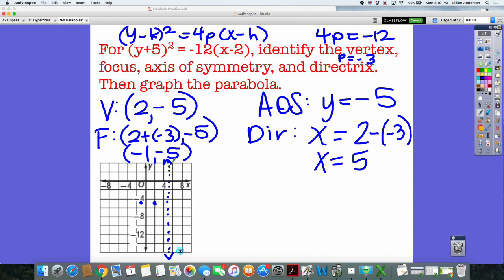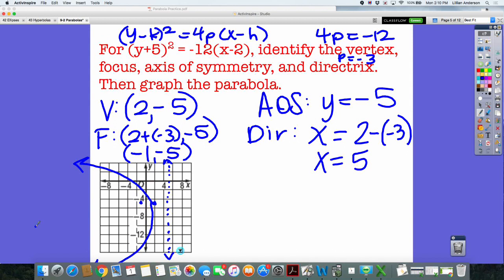And that is a job well done. Because if the parabola opens up to the left, then the focus should be on the inside, the directrix should be on the outside, which this does indeed verify. So all I'm going to do is draw a parabola that shoots off left and right.